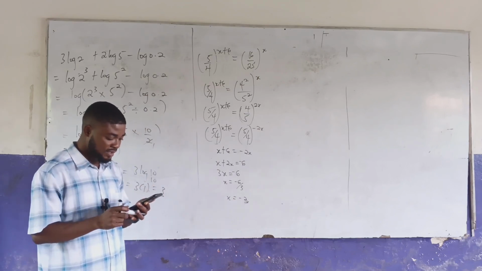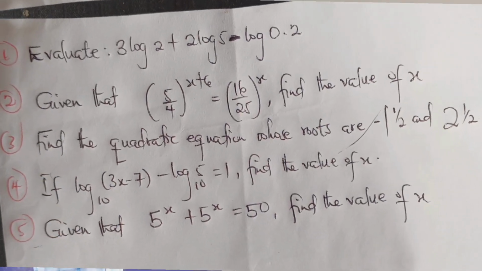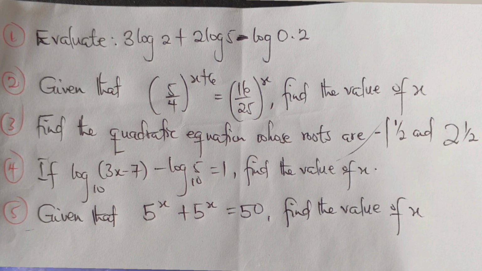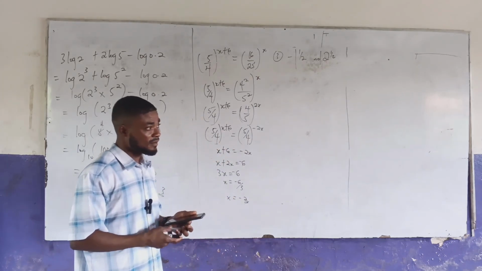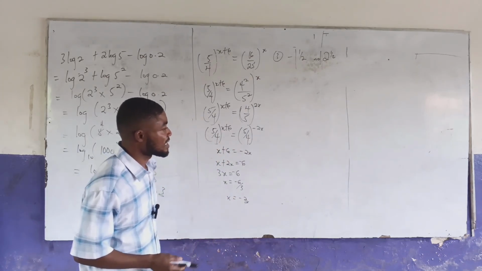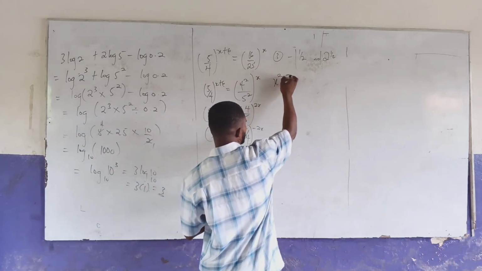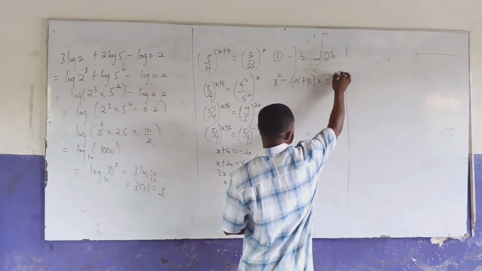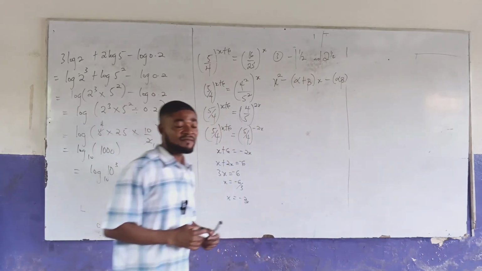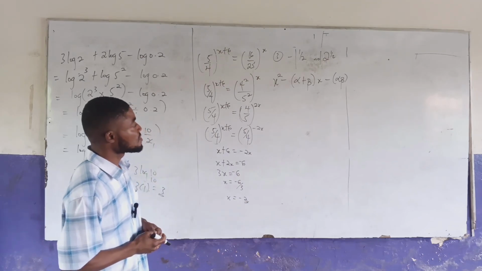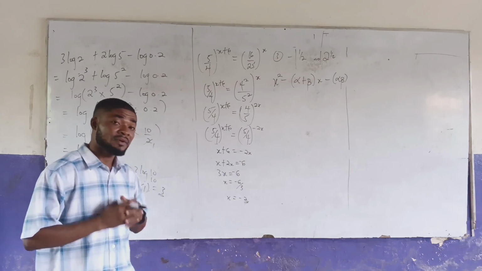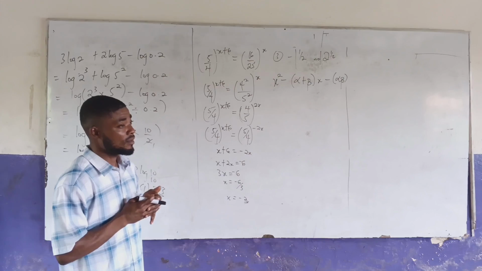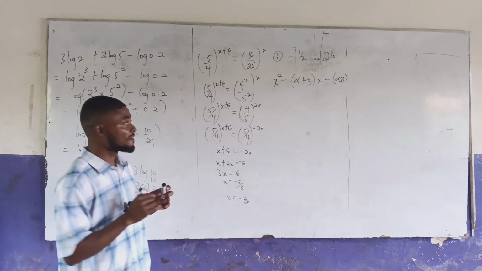We go to question 3, which also says that we should find the equation whose roots are minus 1 whole number 1 over 2 and then 2 whole number 1 over 2. And so we know this from the concept of quadratic equations, that every quadratic equation is equal to x squared minus sum of roots alpha plus beta x, and then plus the product of roots alpha beta. Now we have the alpha as minus 1 on 2 and then minus 1 whole number 1 over 2, and then the beta as 2 whole number 1 over 2. So we find the sum of roots.